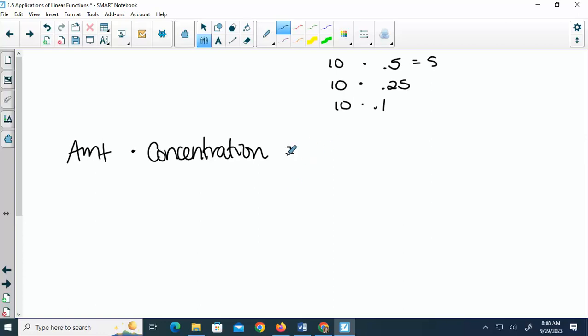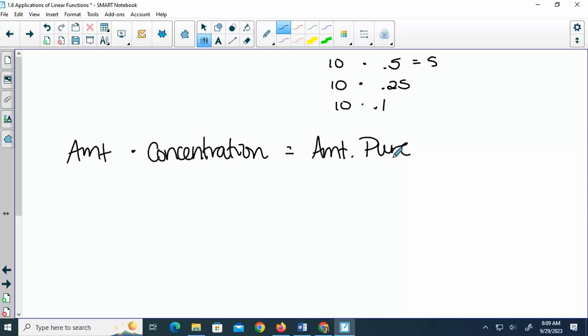I'm going to call that, for the sake of a formula, the amount pure. Okay, I had 10 pounds of trail mix to start with. That was my total amount of the mixture. I wanted, let's say, 20% to be M&Ms. So I take 10 times 0.2, and I get 2 pounds of pure M&Ms.